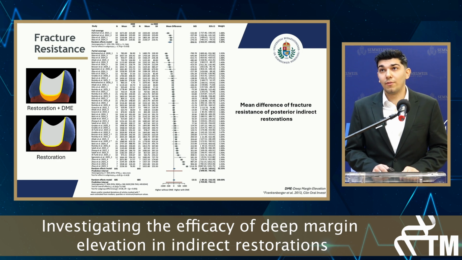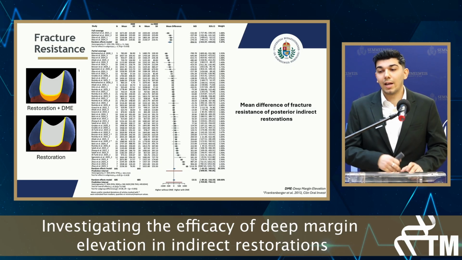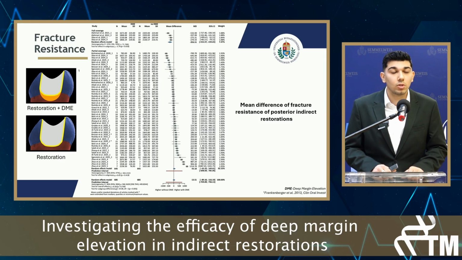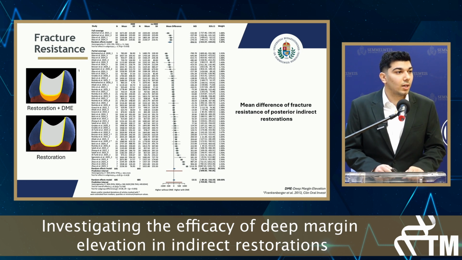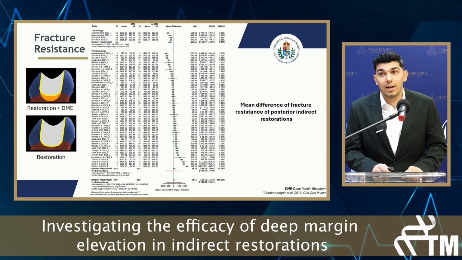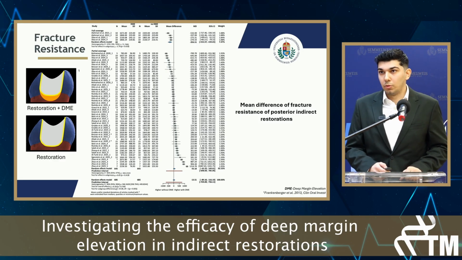This forest plot consists of a subgroup analysis between full coverage restorations and partial coverage restorations. Heterogeneity was found to be high in this forest plot, so I tried to investigate the clinical reasons for this heterogeneity. That's why I tried to look into whether these specific studies, what type of material of deep margin elevation they used, what material the indirect restorations had, what was the crosshead speed, for example, during the fracture resistance test. However, I still did not arrive at a conclusion why heterogeneity is high from a dental point of view.